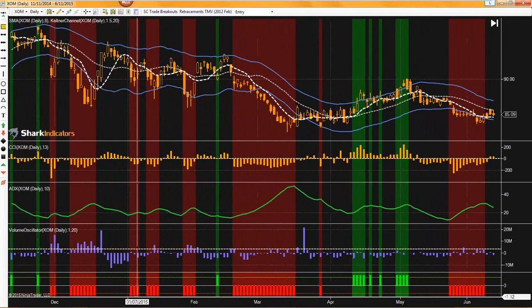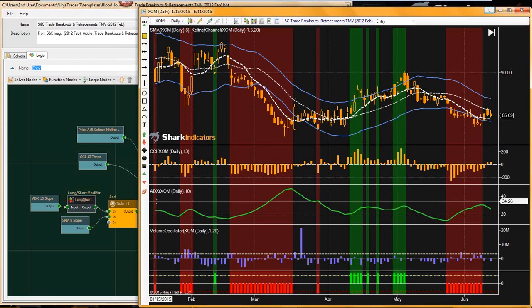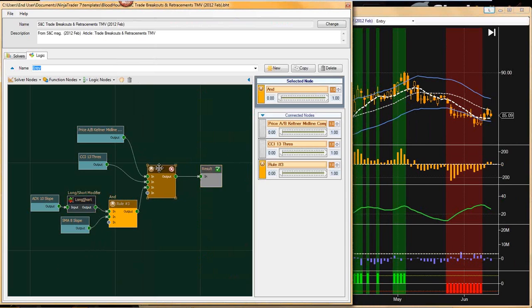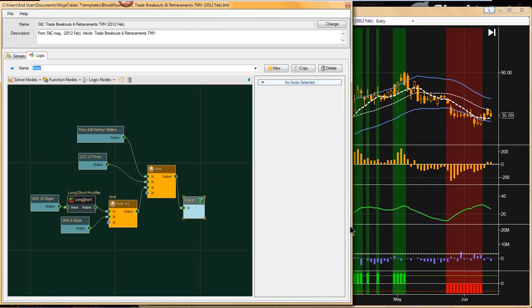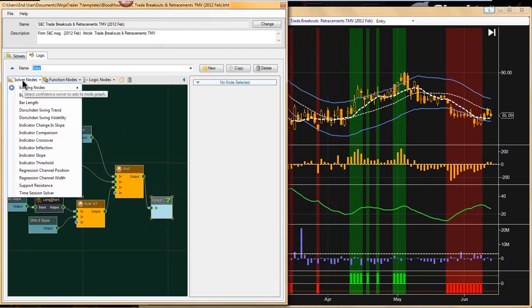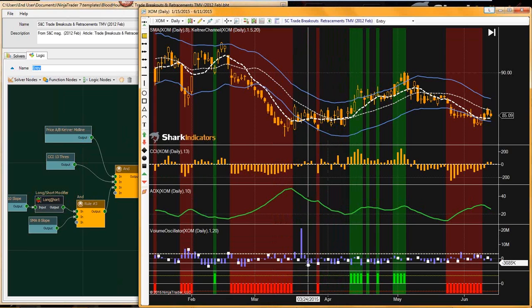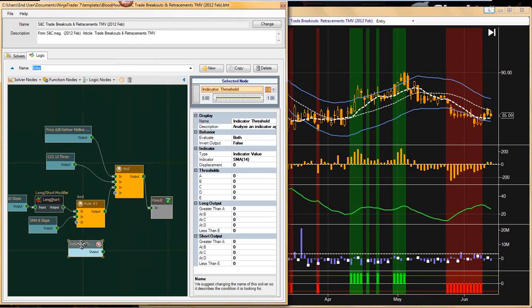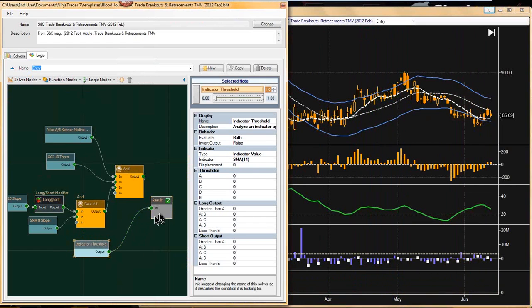Alright, so let's zoom this back out here, and shrink things up again. There we go. Okay, so to find these volume spikes, I'm going to use a threshold solver and look for when the volume oscillator spikes above that 3.5 million threshold level. So let's grab a threshold solver, and that's connected up like so. This is the volume oscillator, and the threshold is set to 3.5 million.